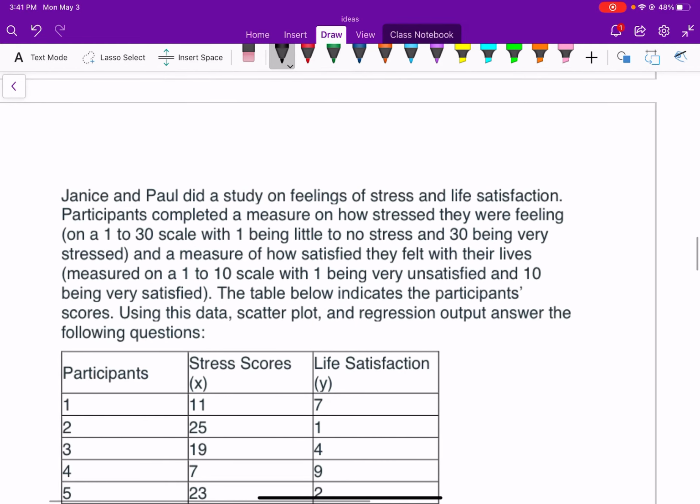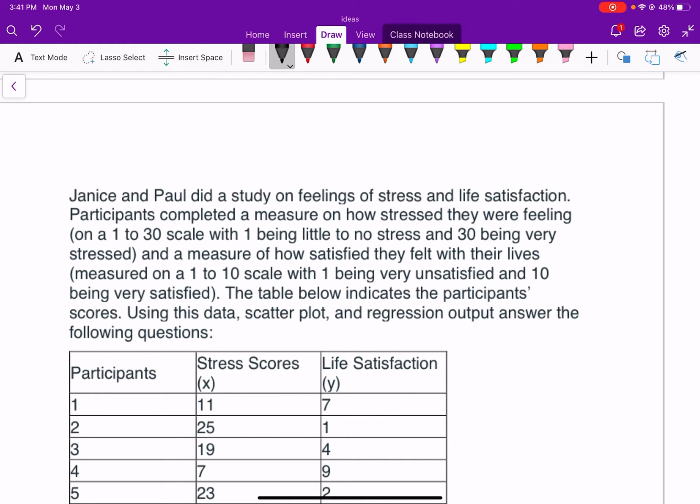Now, the second question is about a regression analysis. It says Janice and Paul did a study on feelings of stress and life satisfaction. Participants completed a measure on how stressed they were feeling on a scale of 1 to 30, with 1 being no stress and 30 being very stressed, and a measure of how satisfied they felt with their lives on a measure of 1 to 10, with 1 being very unsatisfied and 10 being very satisfied.